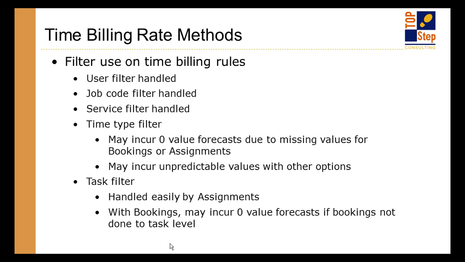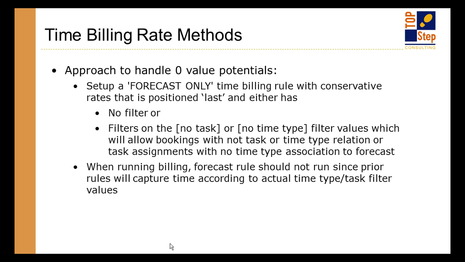The same kind of situation happens with tasks. If you're using assignments, a task filter pointing to a task would be able to understand the task from a forecast perspective. But not everyone does bookings to the task level. So if you're booking to the project level and you're telling a time billing rule that it has to look at a specific task, then when you go to forecast time using the bookings, it will not recognize that those hours belong to that rule because it's filtered on a task, and it'll skip over it and forecast 0. So in both of those cases, there are two solutions.